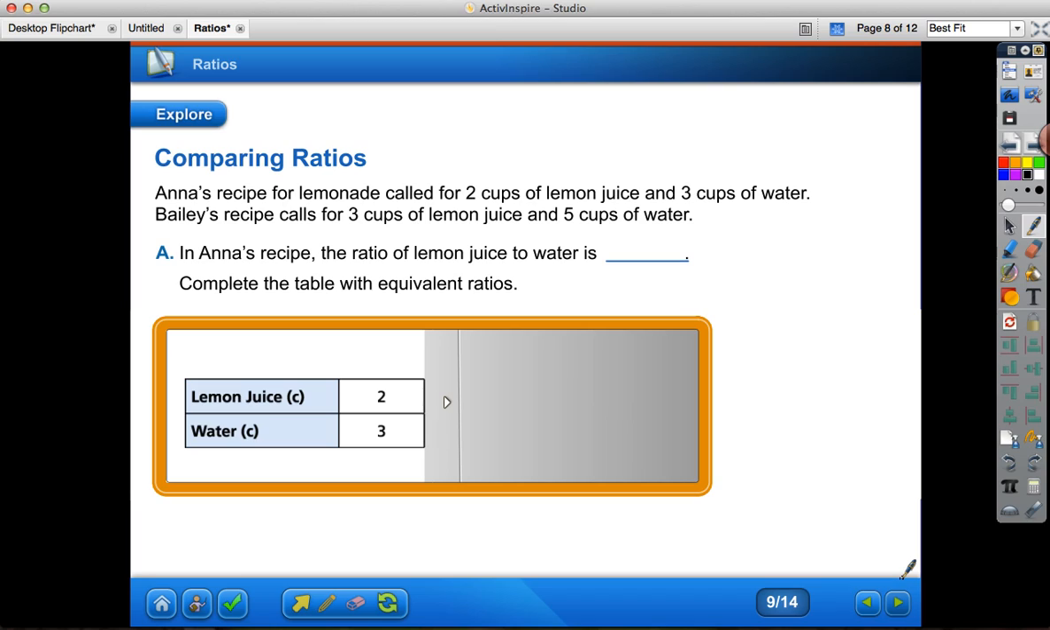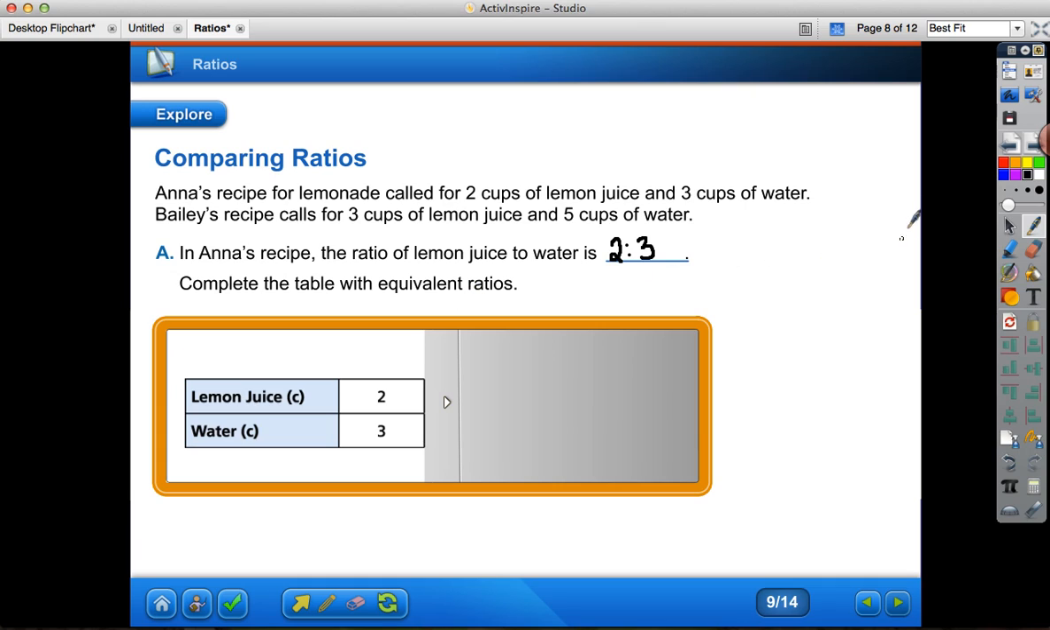Last piece, comparing ratios. Anna's recipe for lemonade called for 2 cups of lemon juice and 3 cups of water. Bailey's recipe calls for 3 cups of lemon juice and 5 cups of water. Okay, so her ratio of lemon juice to water is 2 to 3. So for every 2 cups of lemon juice she puts in 3 cups of water.